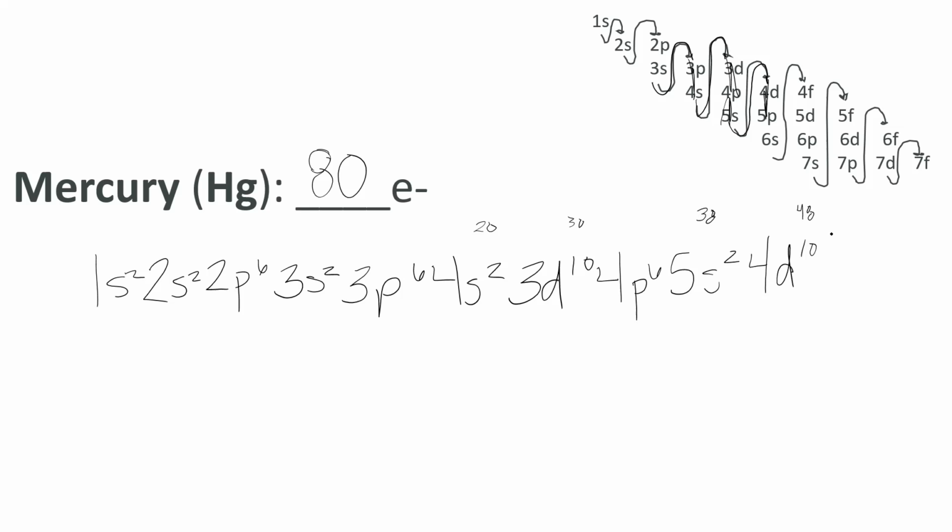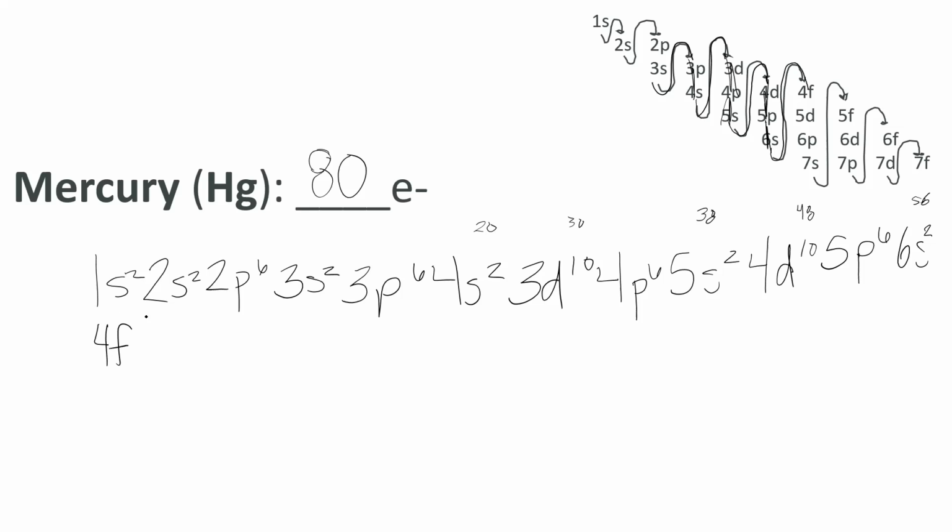4d down to 5p, which is 6. Down to 6s, which is 2. 48 plus 6 plus 2 gives me 56. I'm super close, and I have to go on another line. Unfortunately, I wrote too big and started too far over. You can go onto another line, that's fine. Try to keep it on one line if you can, but if you have to go to another line, that's fine. So now I'm going to follow up to 4f.